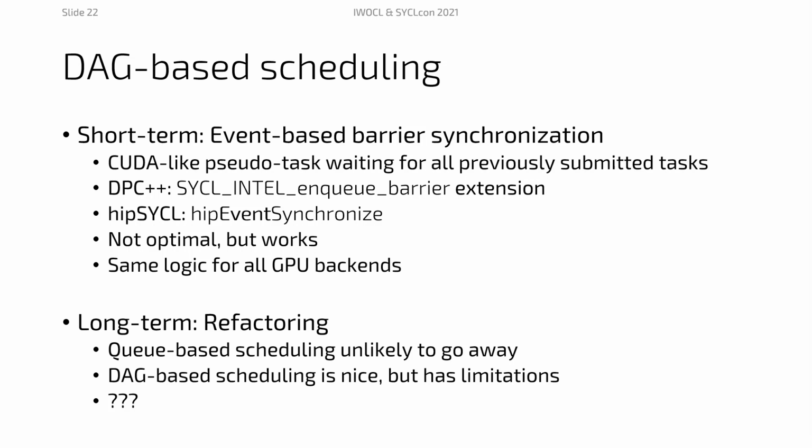Long term, we need to find a better way. It is unlikely we can completely ditch in-order queues, but we also don't want to do redundant work of managing task dependencies when the language runtime already does that, possibly in a more efficient way.